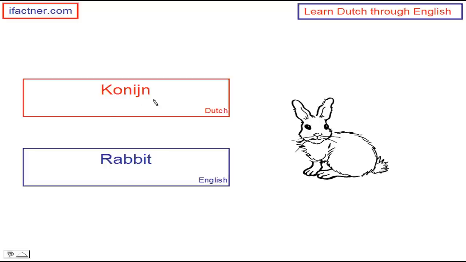Rabbit, konijn. K, O, N, E, I, N, konijn. Remember that I and J are pronounced as Y in Dutch.